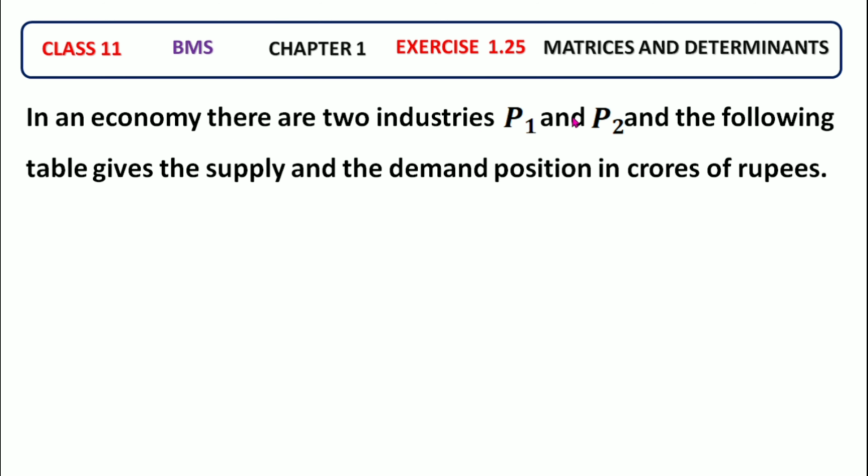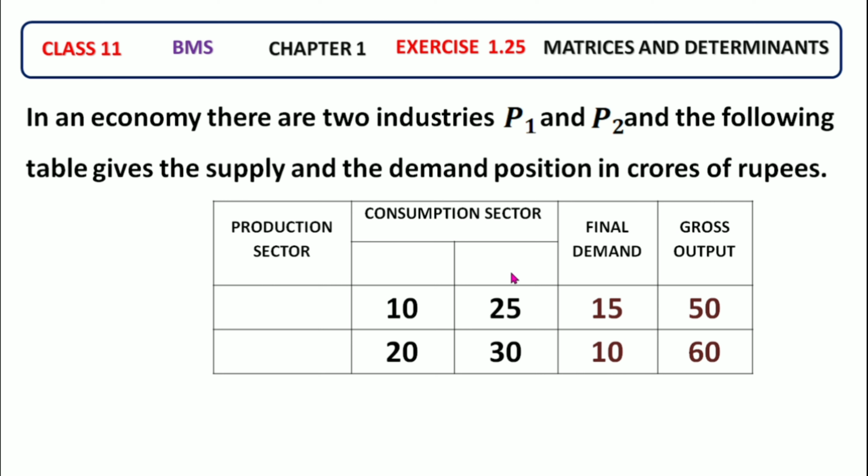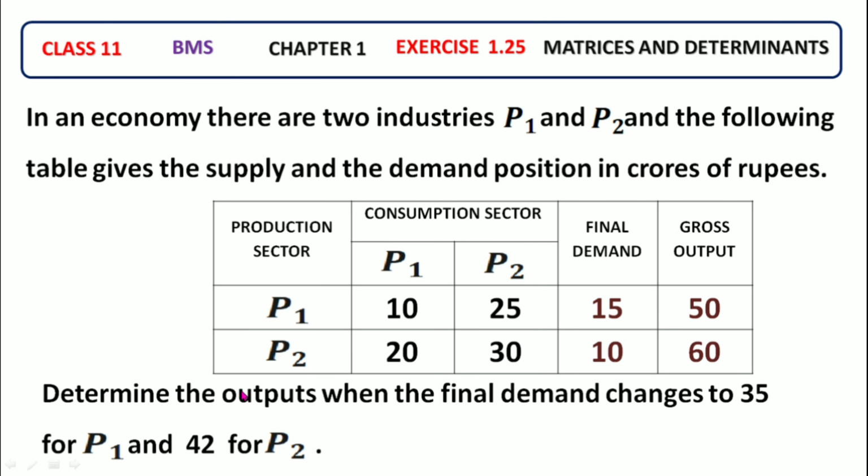Two industries P1 and P2, and the following table gives the supply and demand position in crores of fish. Here is the table. Here production sector, consumption sector. Here are the A11, A12 values, A21, A22 values. Here is the X1, X2 output values, gross output values given. Here final demand, that is D1 and D2, 35 and 42 is given.